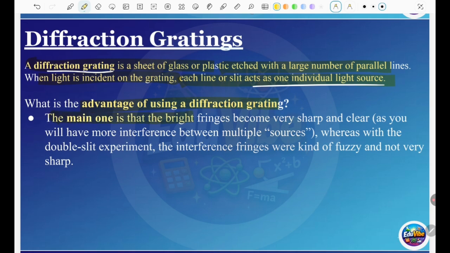The main advantage is that the bright fringes become very sharp and clear. When we pass light through it and have different colors, you can see that the bright fringes are very sharp and clear in the grating, as you have more interference between the multiple sources. Whereas with the double slit experiment, the interference fringes were kind of fuzzy and not very sharp. In the double slit experiment, they are not very good to see. So the diffraction grating is like an advancement of the double slit experiment, where we can see the bright fringes and dark fringes very easily.